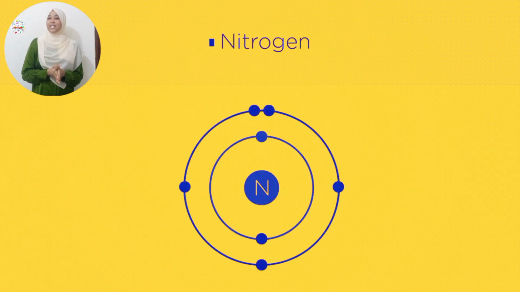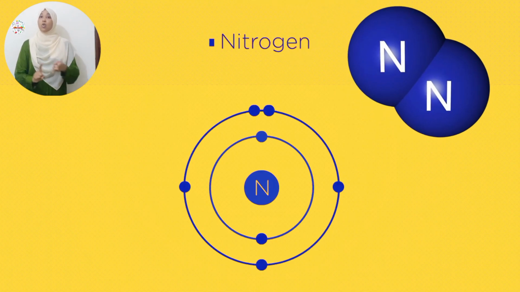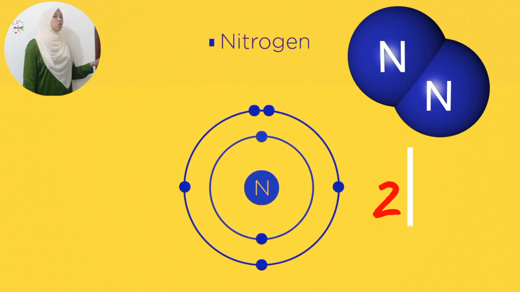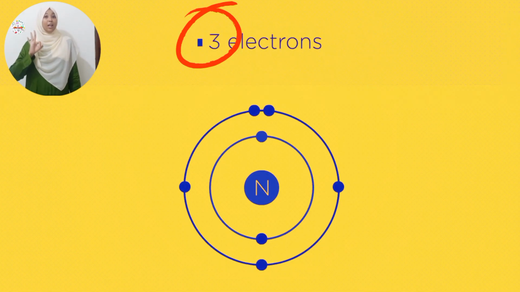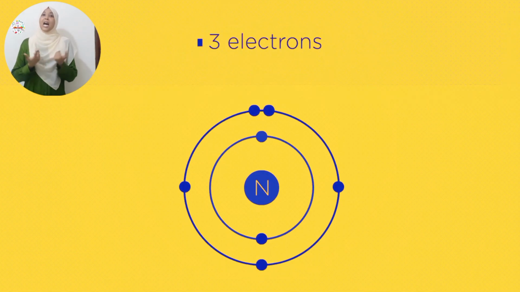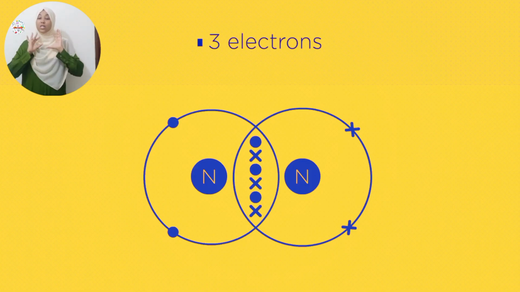Moving on to our last example, nitrogen. So nitrogen also forms a diatomic molecule when you have 2 nitrogen atoms covalently bonded to one another. The electron configuration of nitrogen is 2, 5. Now for it to be stable, it needs 3 additional electrons. So in this case, how many electrons will each nitrogen atom have to contribute? 3. So you're going to have 3 electrons from one nitrogen atom, 3 from the other nitrogen atom. A total of 6 electrons that are being shared between them.